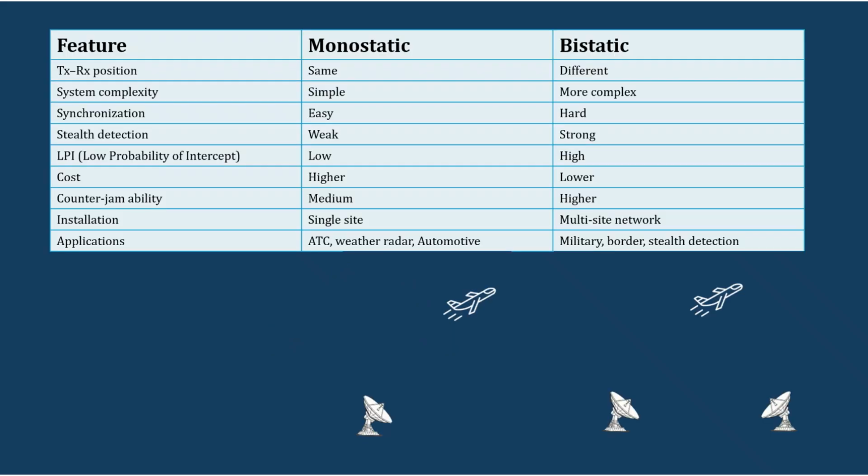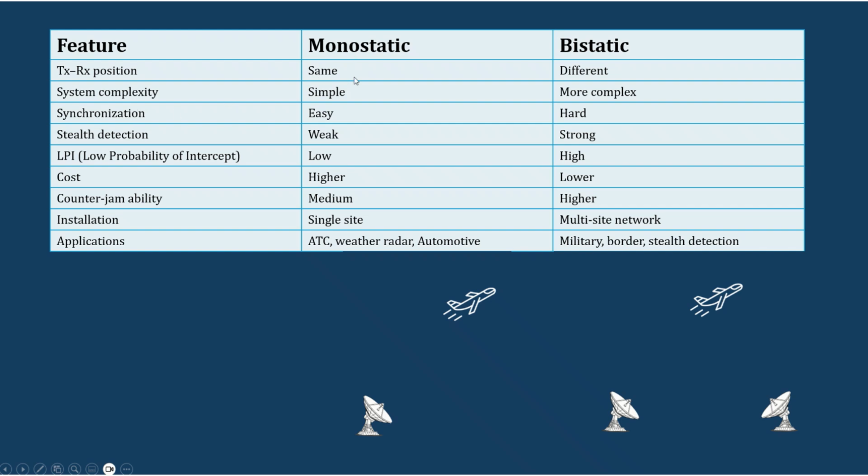So let's compare monostatic and bistatic radar. First one is TX/RX position. In the monostatic case, we know that both transmitter and receiver are at the same position. In bistatic radar, they are at different positions. When we consider the system complexity, in the case of monostatic radar, it is simple. In the case of bistatic radar, it is complex because it requires some sort of synchronization.